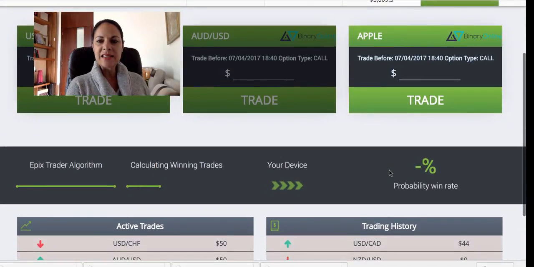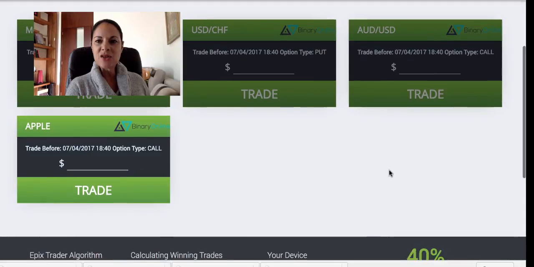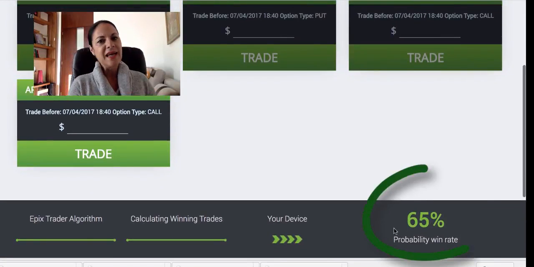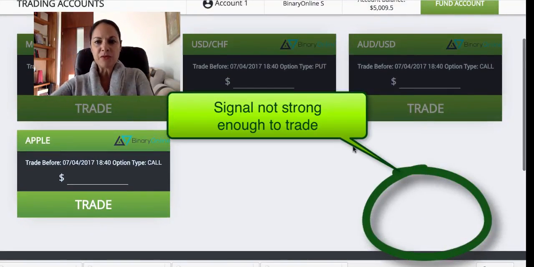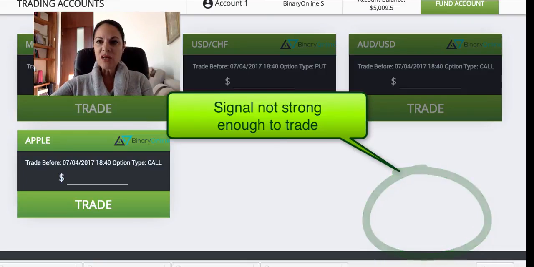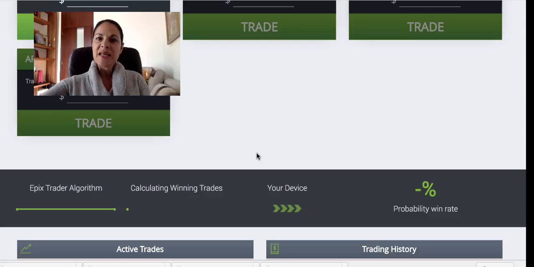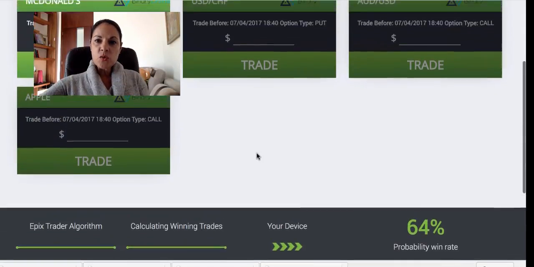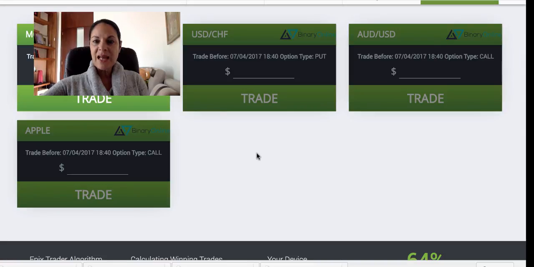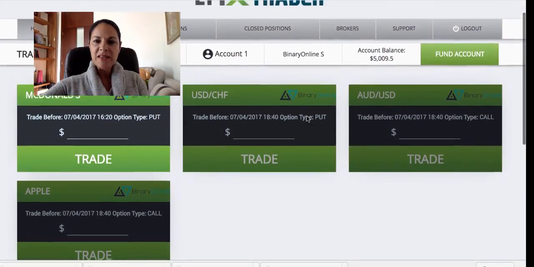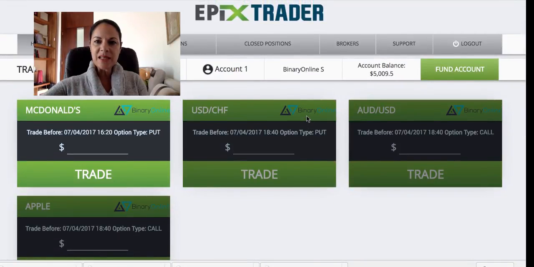Let's have a look at Apple, our third signal. Apple is not giving me a very good profitability rate, and at 65% I would rather not take the trade. Next, we look at McDonald's, and let's see what the probability rate is going to be. 64%. Again, at 64%, I prefer not to take the trade, but to wait until I get further signals.